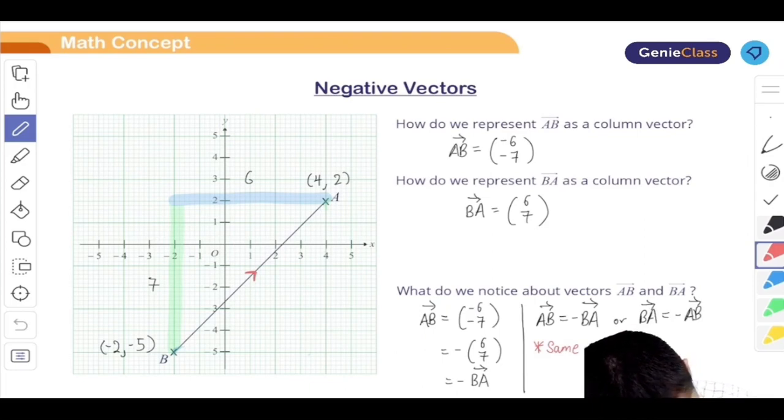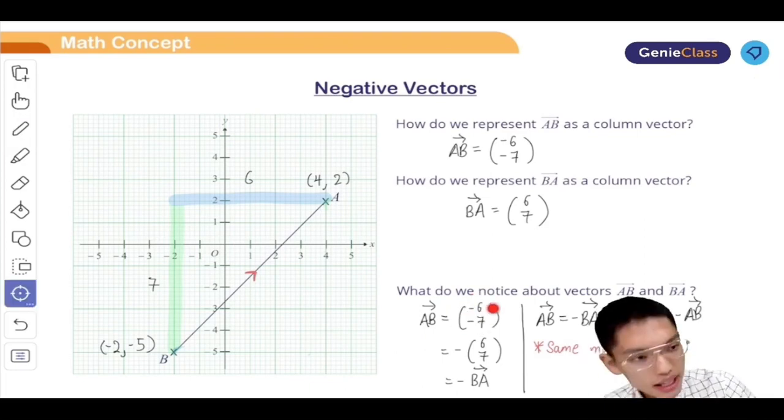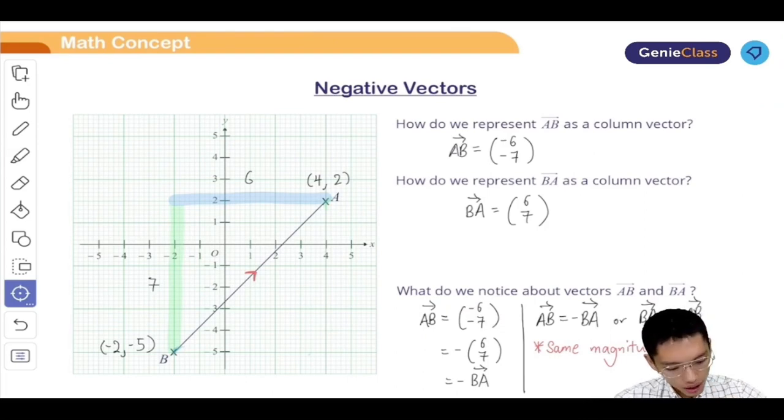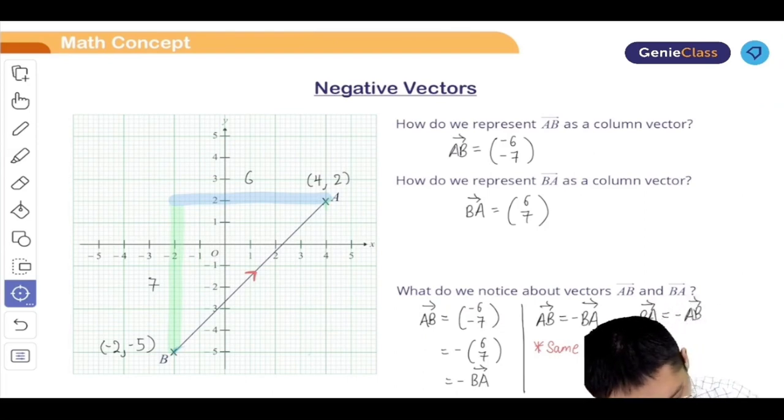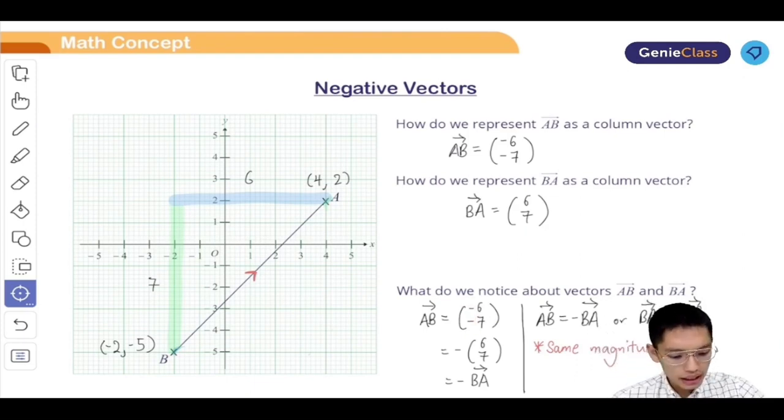Take note, why is it negative? -6, -7. If yes, that's good, Royden. They have the same magnitude. In this case, to answer Fionn, why is it negative? AB, -6, -7. I can take out negative on both sides, right? So if I take a negative on both sides, I have 6 and 7 left. Now, what is 6, 7? It's BA. So that's why AB is minus BA. Hence, the relation over here.